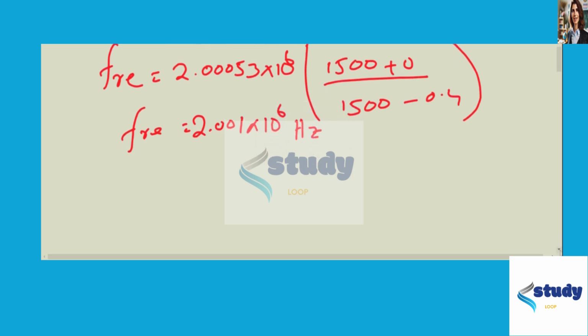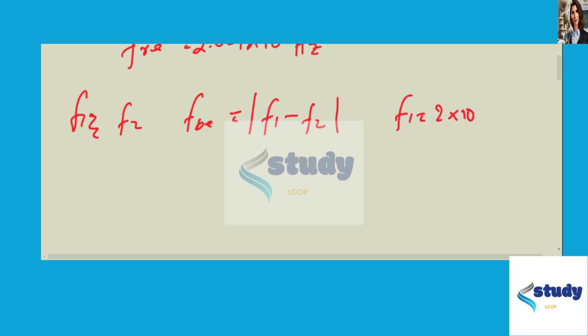The beat frequency due to two different frequencies, F1 and F2, is given by F beat is equal to the modulus of F1 minus F2. In our case, F1 is the frequency of the receiver and F2 is the frequency of the emitted wave, which has the value of 2 times 10 to the power 6 hertz.